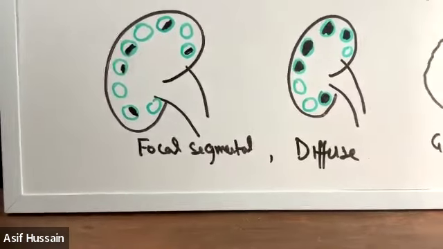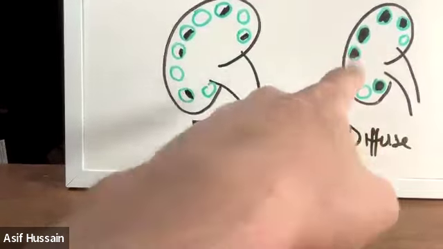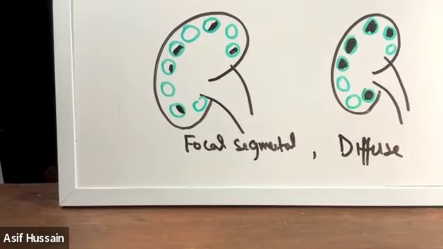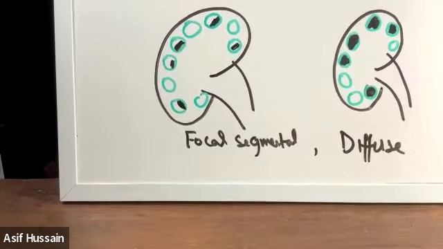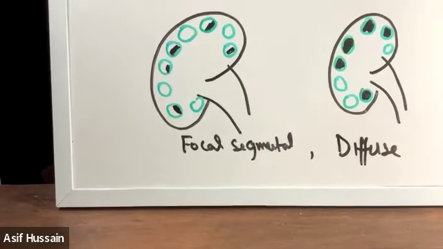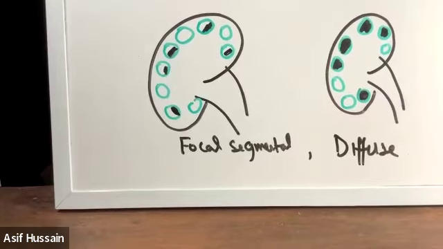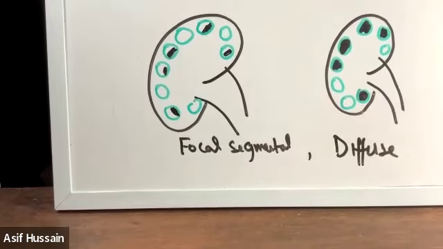If you look at the second picture on this side, now each glomerulus which is involved is almost completely involved, and more than 50% of glomeruli are involved. So this is called a diffuse involvement. So this is the difference between focal versus diffuse.